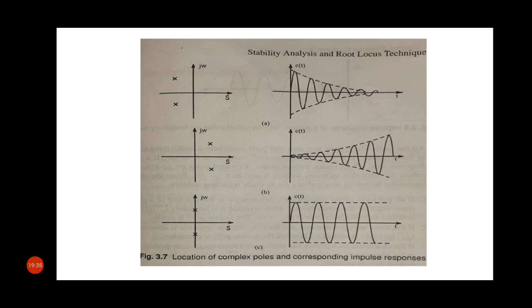If the poles are on the j omega axis, then the impulse response is of the form A cos(omega t plus phi). In this case, there is no damping and the response continuously oscillates. That means sustained oscillation occurs between two limits as shown in figure C. So these cases happen if our poles are complex.